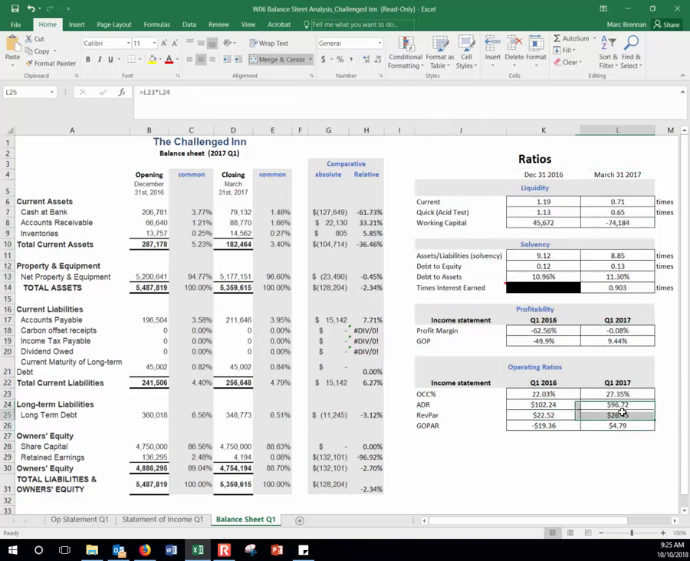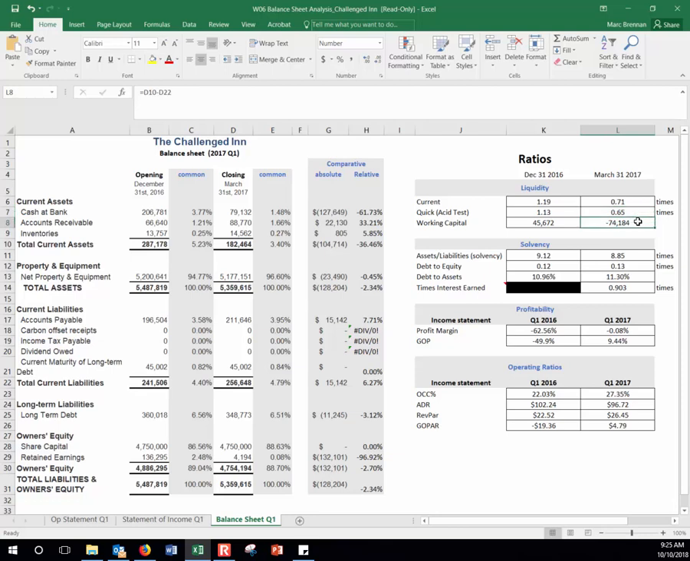Okay, so the way to kind of evaluate this would be the fact that we're very concerned financially in the short term for this company. Okay, meeting short-term obligations, this company this quarter can't even do it compared to last quarter. Okay, can't cover your current liabilities with your current assets. If you get rid of inventory, you can't cover it.